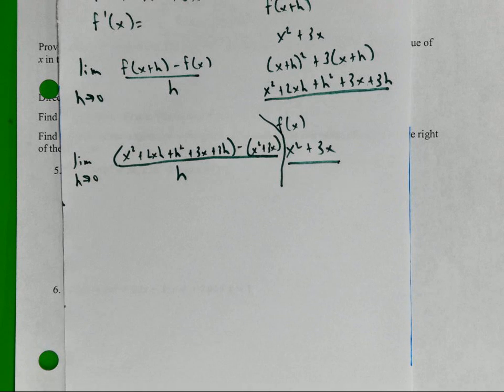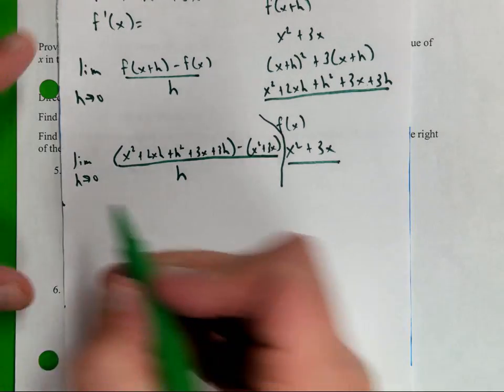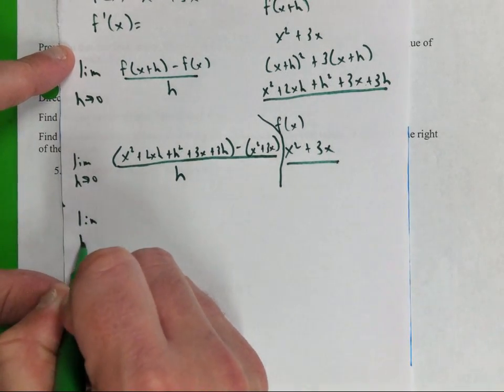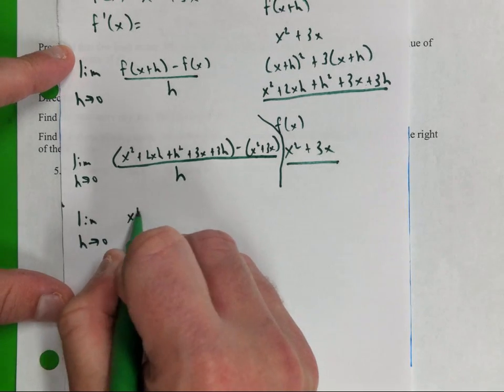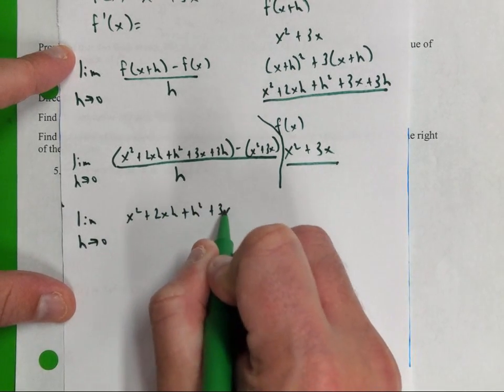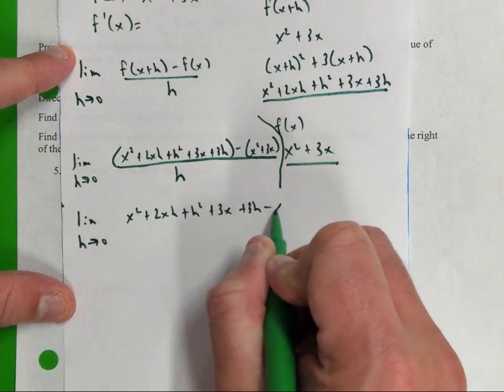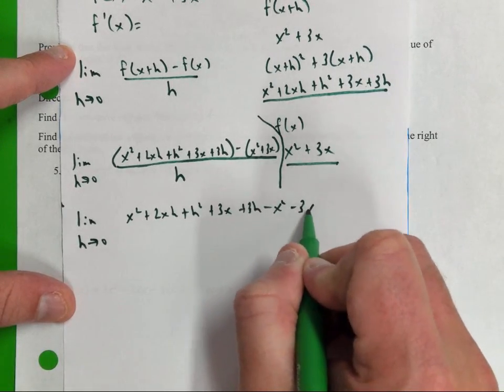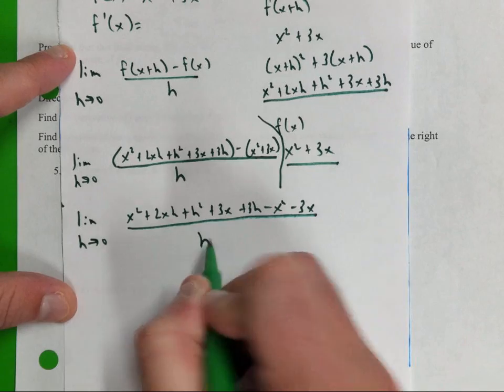What does this minus do to everything in that second parenthesis? Changes the signs. So here we go. The limit as h goes to 0, x squared plus 2xh plus h squared plus 3x plus 3h minus x squared minus 3x all over h.